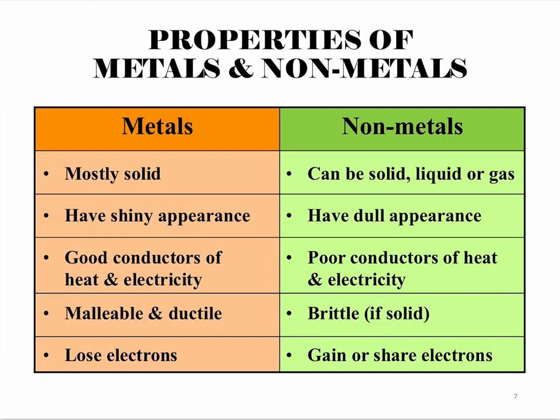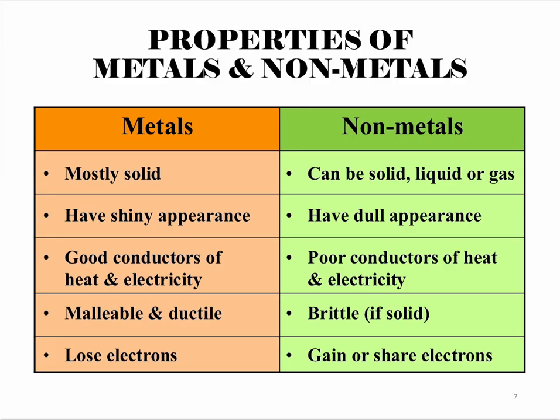So what are some of these properties? Well, metals are mostly solid. They're shiny in appearance, which has to do with how they interact with light. They're good conductors of heat and electricity. We talked a little bit about that last week when we were talking about thermoelectric devices. They're malleable and ductile, which is why they're used for wires. One, because they can conduct electricity well, and also because they can be molded into things like wires. And in general, they lose electrons. We'll talk more about that in a little bit.